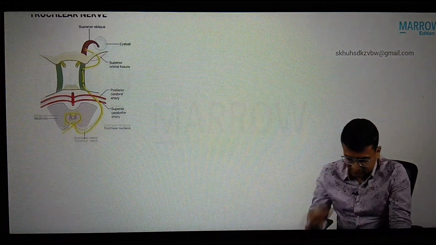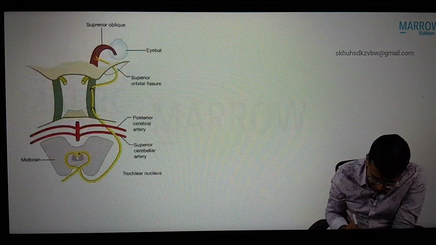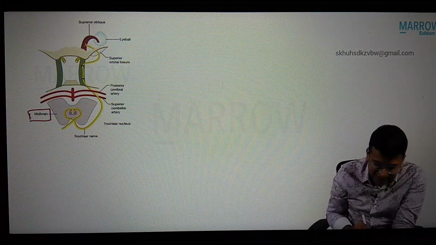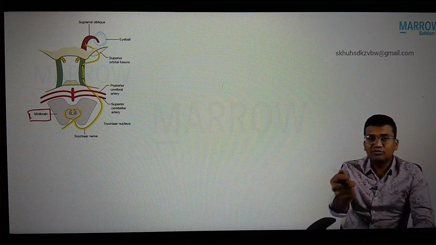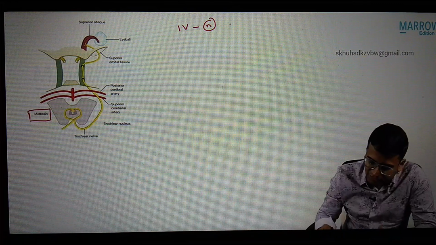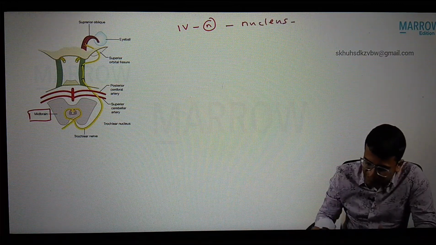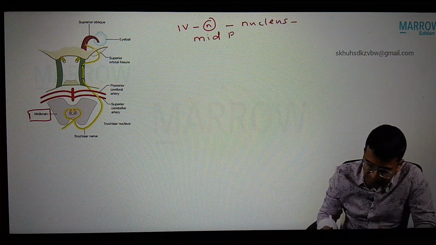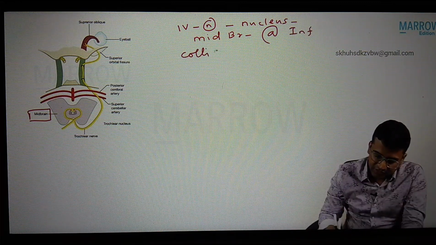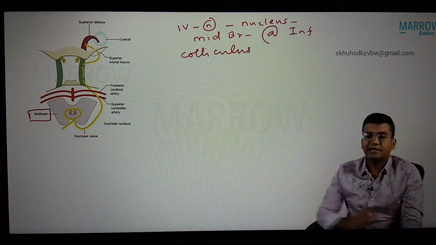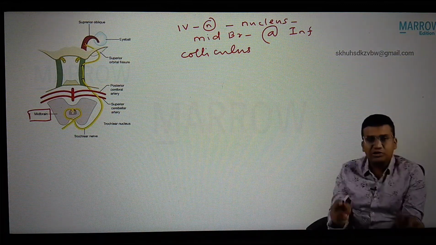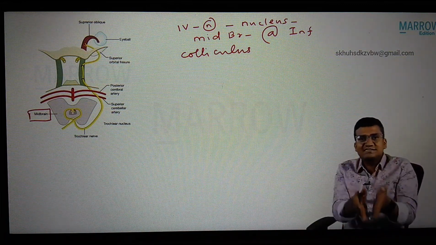Now see this diagram. This is our trochlear nerve nucleus. The trochlear nerve nucleus is seen in the midbrain at the level of the inferior colliculus. So the fourth nerve nucleus is present in the midbrain at the level of the inferior colliculus. And then after arising from the nucleus, as I told you, it is the only nerve which is crossing inside the brain.